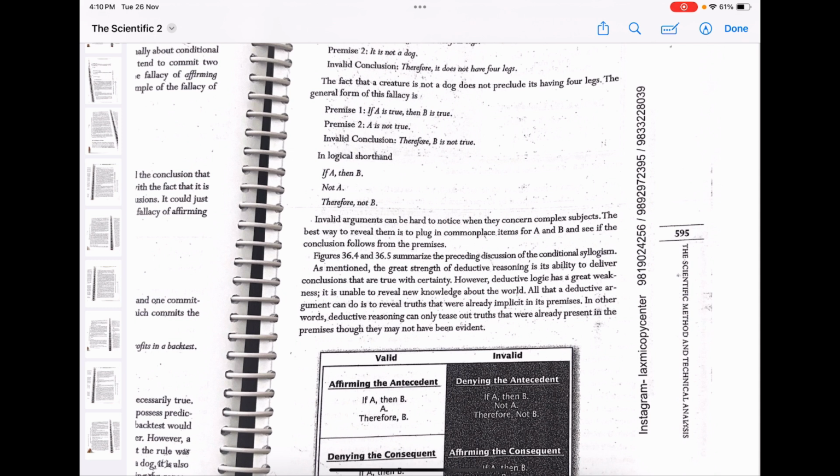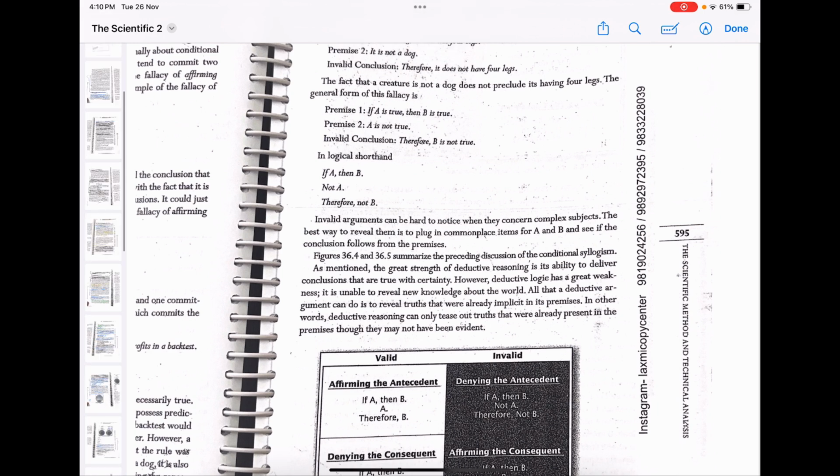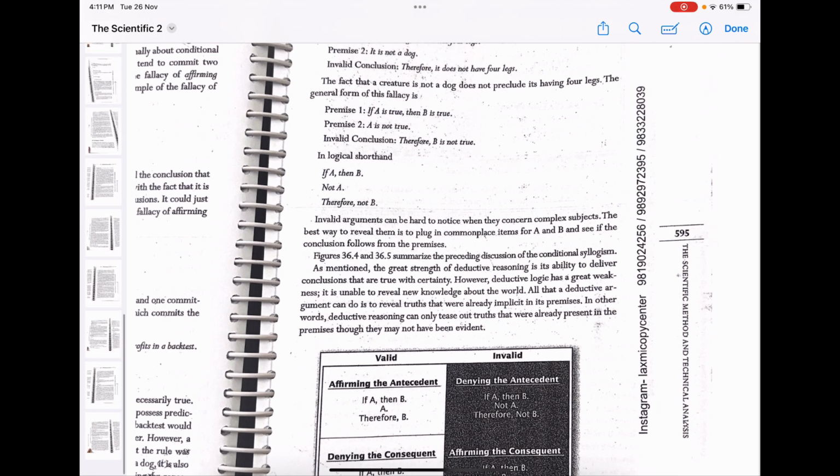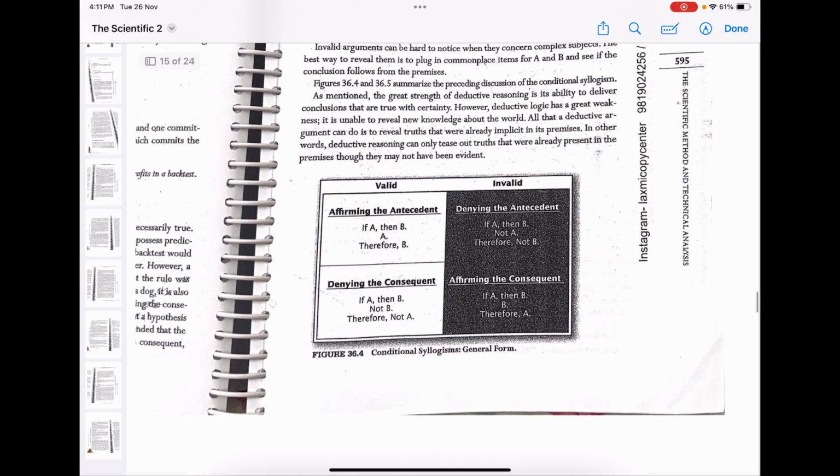Premise 1, if A is true, then B is true. Premise 2, A is not true. Invalid conclusion, B is not true. In logical shorthand, if A then B, not A, therefore not B. So whenever you're getting confused in the syllogism questions in the exams, just take the example of dog and remember what all we had discussed regarding it. Invalid arguments can be hard to notice when they concern complex subjects. The best way to reveal them is to plug in commonplace items for A and B and see if the conclusion follows from the premises. Figures 36.4 and 36.5 summarize the preceding discussion of conditional syllogism.